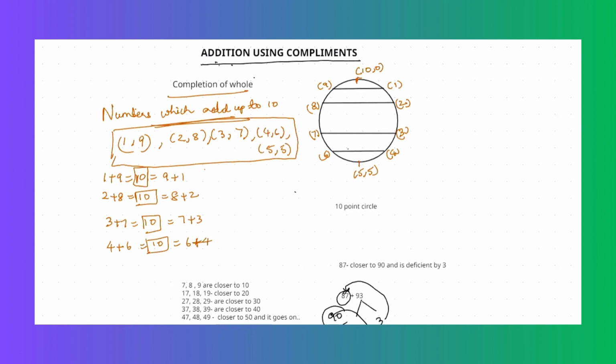So 1 and 9 will add up to 10. 1 plus 9 is 10, 9 plus 1 is also 10. Similarly, 2 plus 8 is 10, 8 plus 2 is also 10. 3 plus 7 is 10, and 7 plus 3 is also 10. 4 plus 6 is 10, 6 plus 4 is also 10. These numbers are called friend numbers.